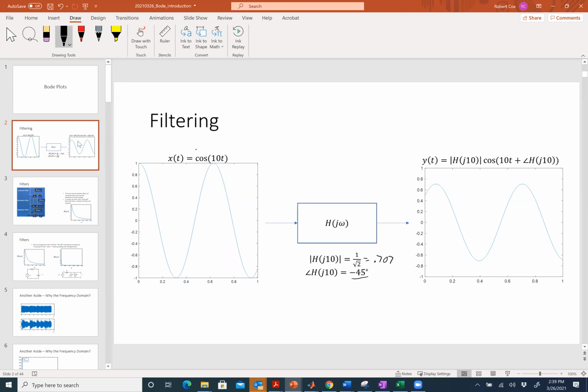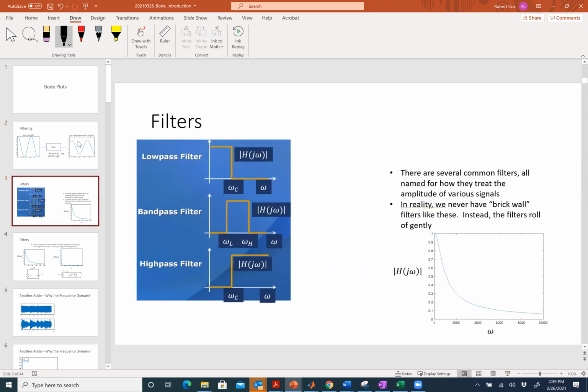Okay. So basically what the transfer function does is it tells us, at a given input frequency, how much change in amplitude and how much shift the waveform has. All right, now we'll look at where we would use this. We talked about this the other day, these general concepts of different types of filters.